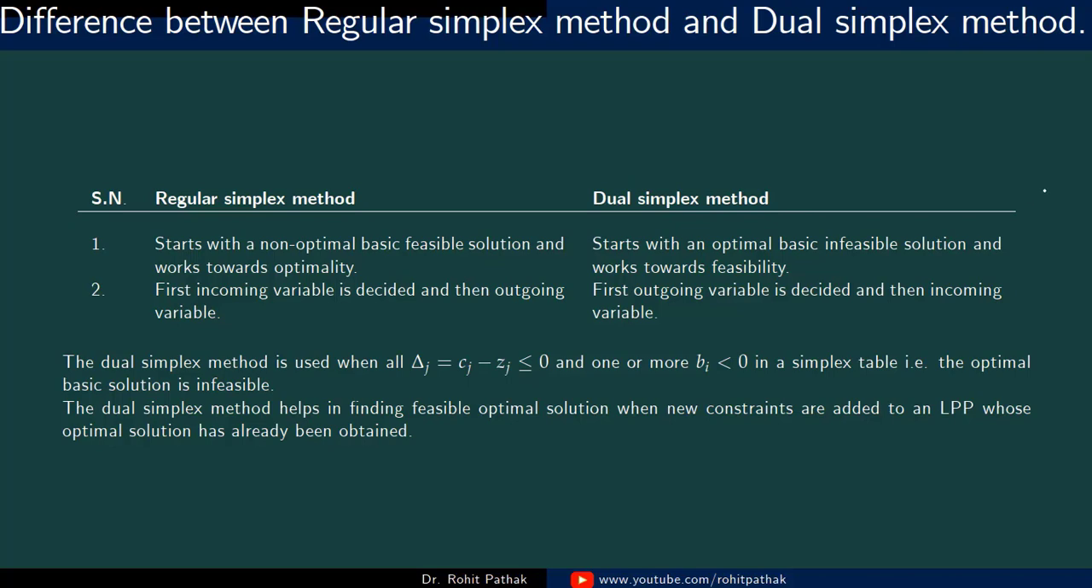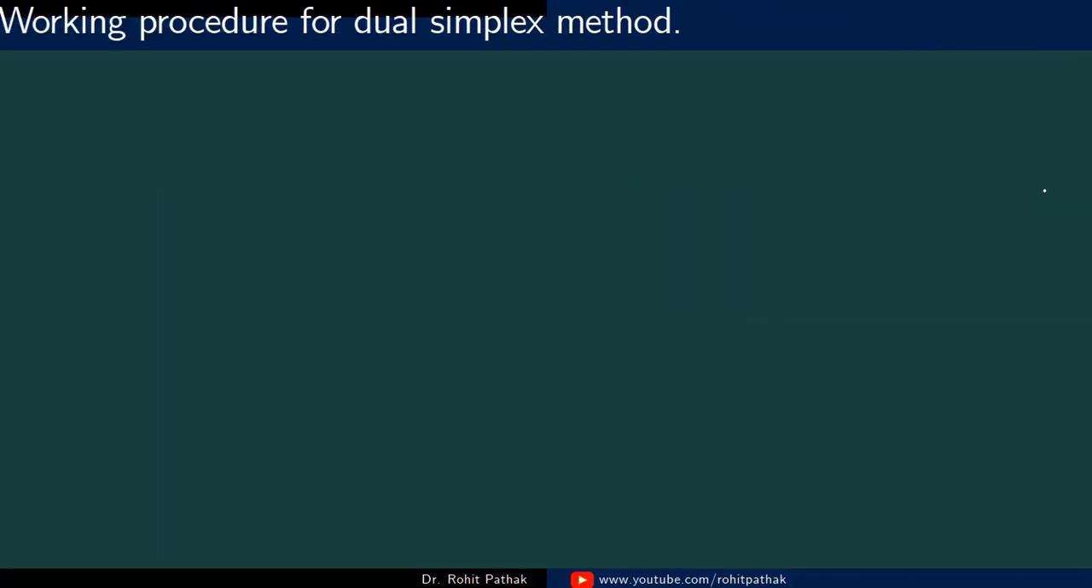So let's look at the steps of the dual simplex method, the working procedure. First step, convert the problem into maximization canonical form if it is not so. That means if you want to solve the given problem using the dual simplex method, then convert the problem into maximization canonical form. Canonical form means if the objective function is of maximization type, then all the constraints are of less than or equal to type. And if the objective function is of minimization type, then all the constraints are of greater than or equal to type.